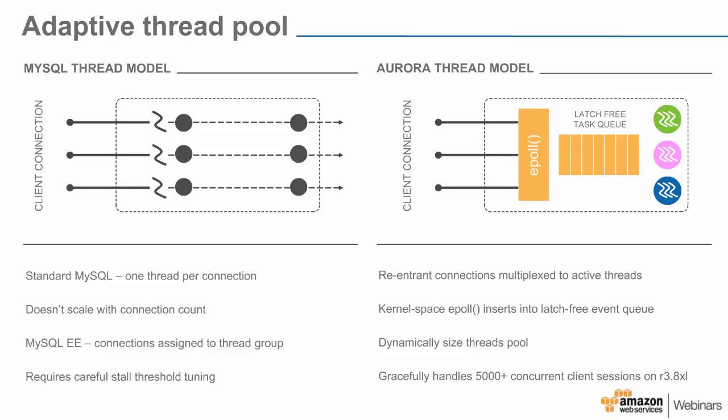So what we did is we put ePoll in front of the thread queue. So the threads keep looking at the ePoll to find out what is the work that is available or work that needs to be picked up, and that gets pushed into a latch-free event queue. And the thread pools get dynamically sized, so depending on the amount of work that is available, amount of transactions that are waiting, we can add more threads to the thread pool to pick up the transactions or release the thread pool so it can go do something else.